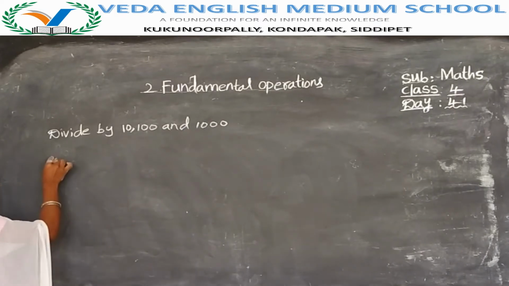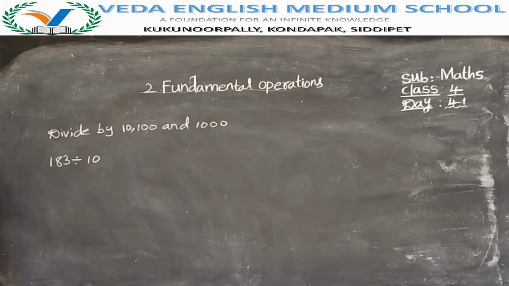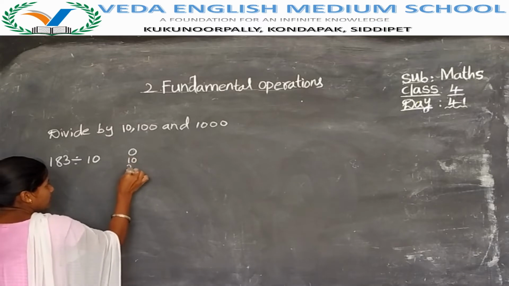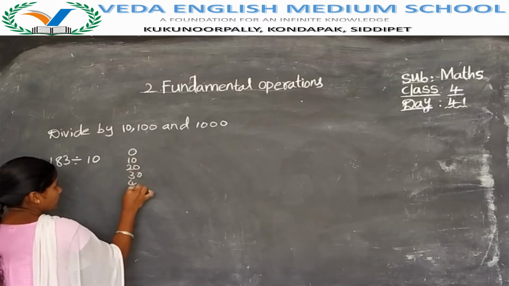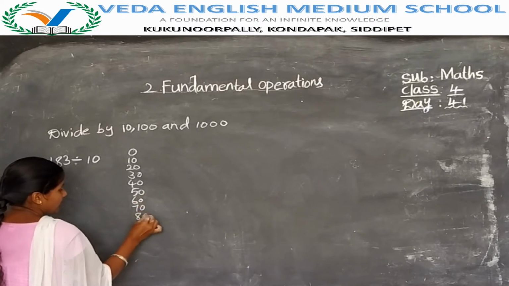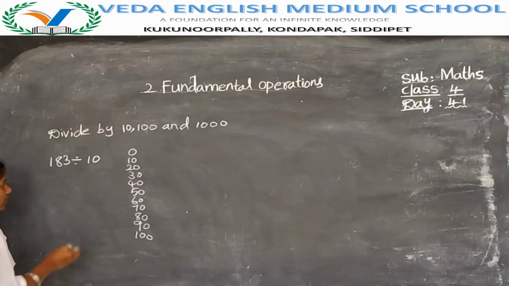Now see, for example, here I am taking 183 divided by 10. Here 183 is the dividend and 10 is the divisor. Now here we need to write the 10 table. 10 zeros are 0, 10 ones are 10, 10 twos are 20, 10 threes are 30, 10 fours are 40, 10 fives are 50, 10 sixes are 60, 10 sevens are 70, 10 eights are 80, 10 nines are 90, 10 tens are 100. It is the 10 table.